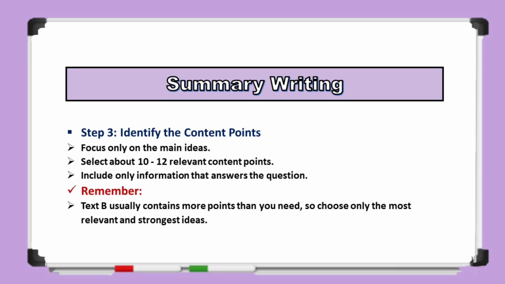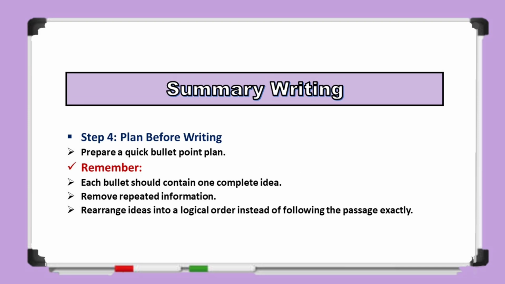Step 3 is to identify the content points. Focus only on the main ideas and try to find around 10 to 12 relevant content points. Remember, text B usually contains more information than you need, so choose only the strongest and most relevant points that answer the question. Step 4 is to plan before writing.